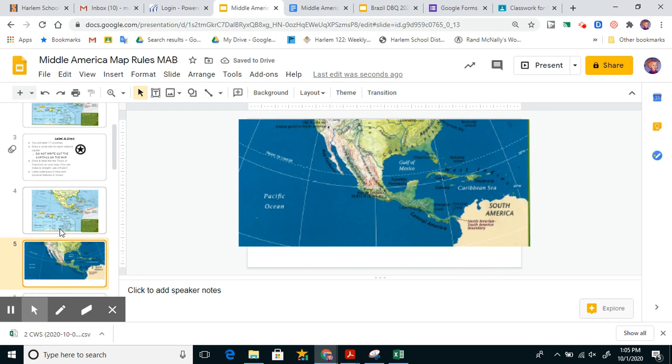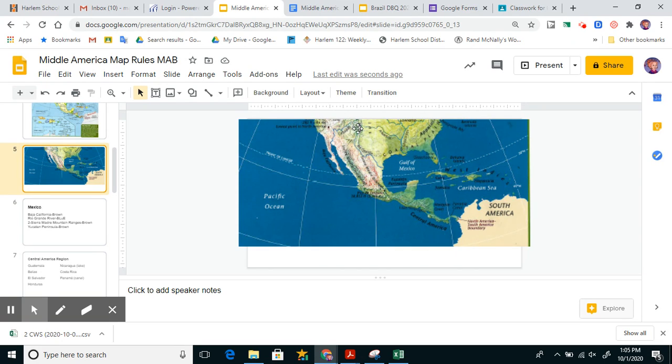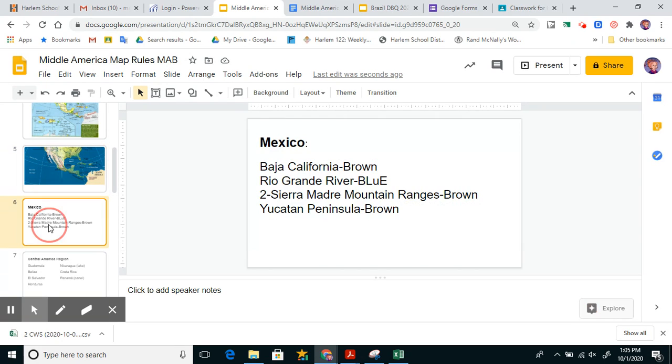This slideshow is also attached to the assignment, so you can take a look at this. But any mountainous region here, you're going to use brown to identify. You can circle the Baja of California and the Yucatan Peninsula also in brown. Those are the things you're going to identify in Mexico, including the Rio Grande. And on the map that I'm going to show you in a second, I will help you identify where that is, because for part of the Rio Grande, it is the boundary between the US and Mexico.